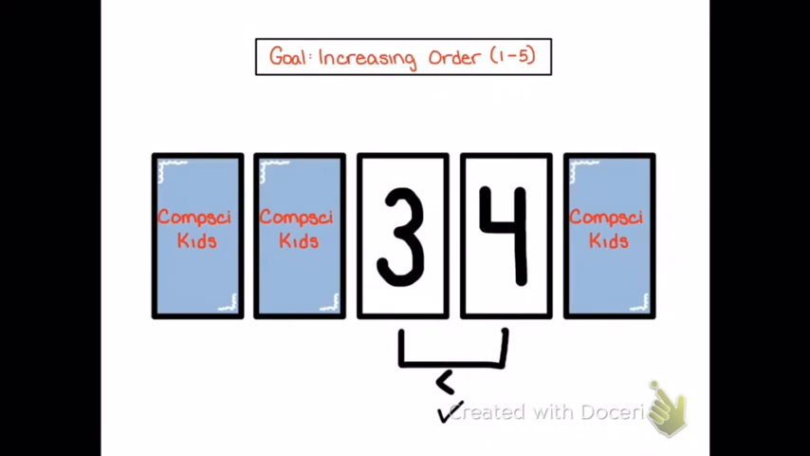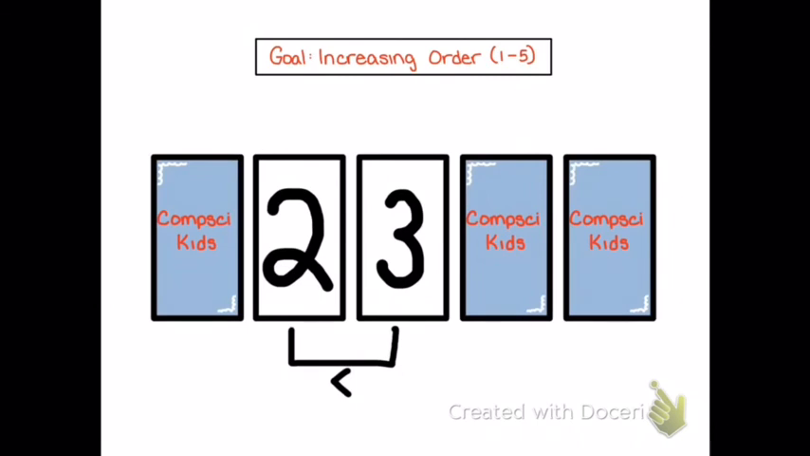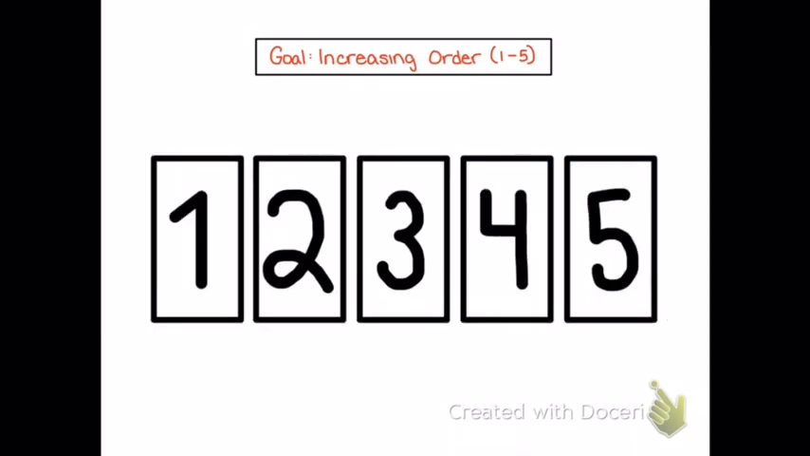The last step that I need to do is I need to check the 3rd and the 2nd card. I need to make sure that these 2 cards are in the right order, because we do not know where the 3 ended up being. So since the 3 is greater than the 2, these cards are in the right order. So now when I flip all the cards over, my cards are all in increasing order from 1 to 5, and we met our goal.